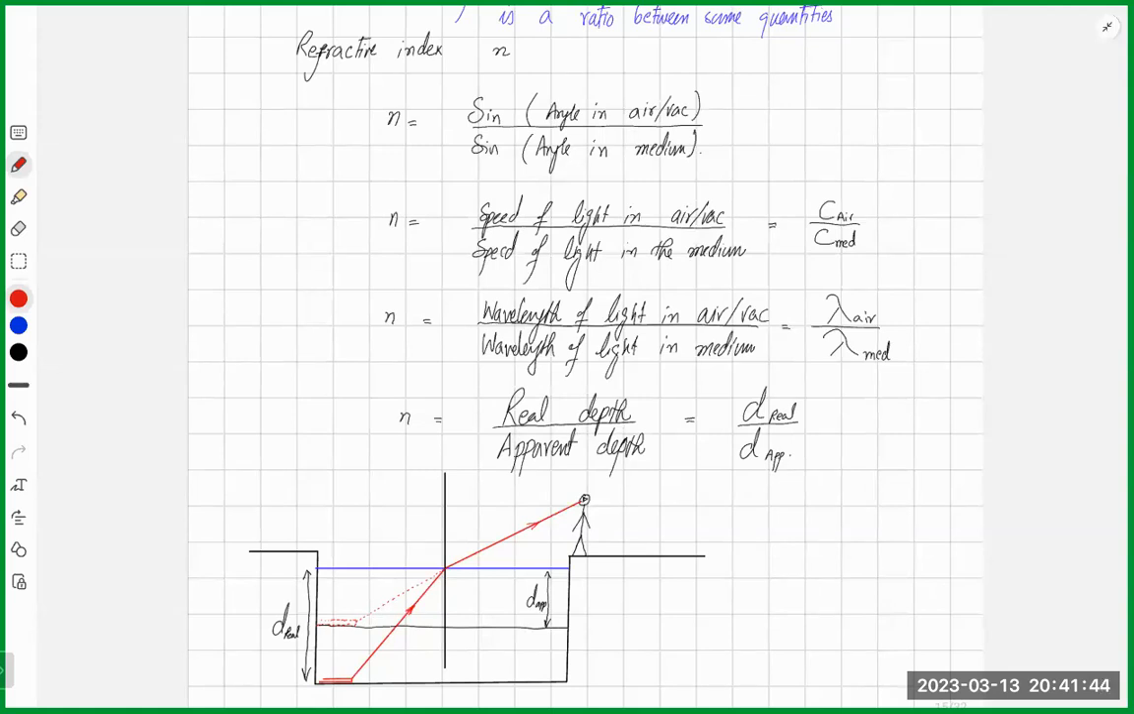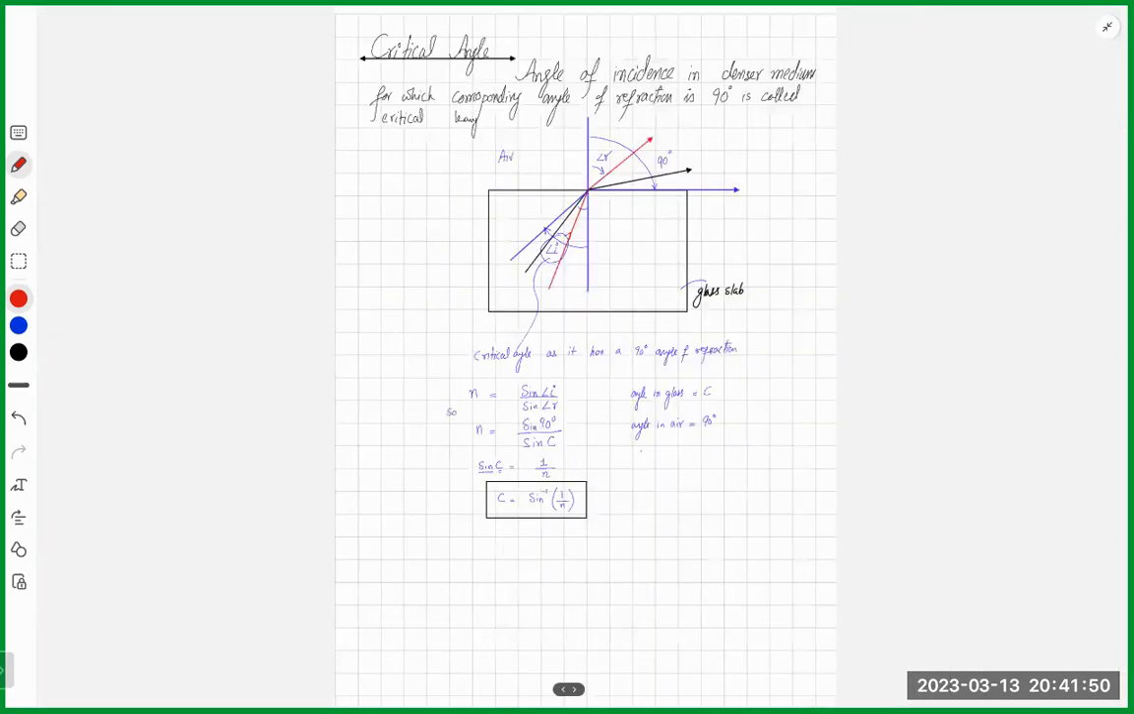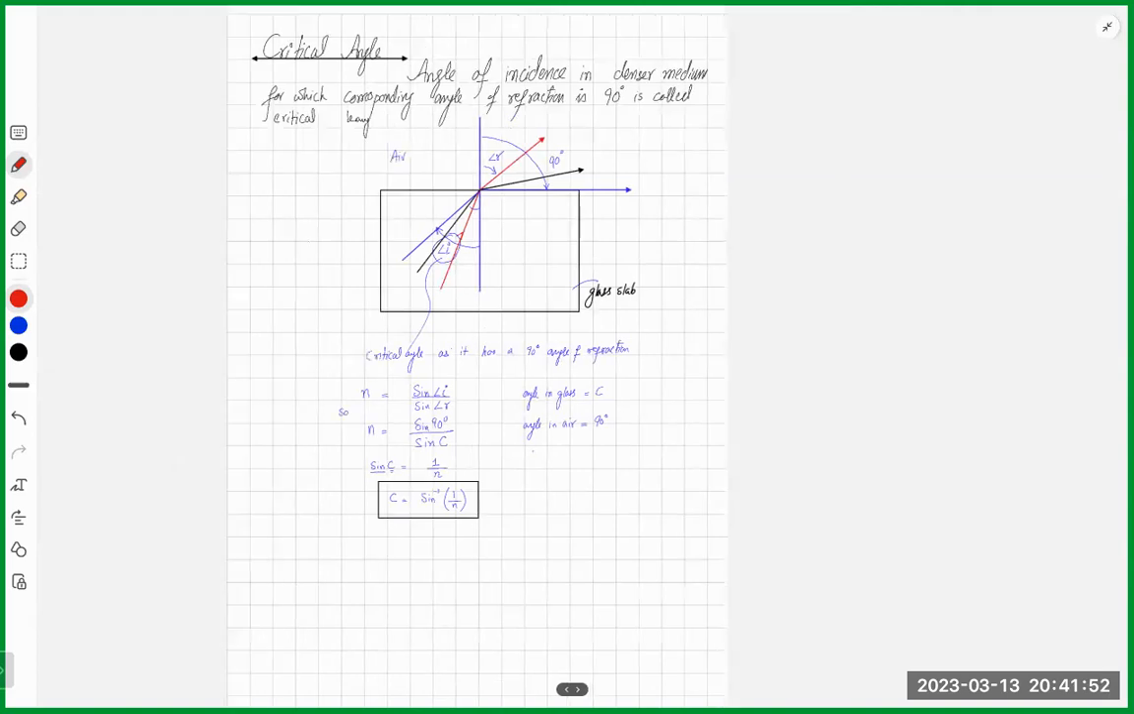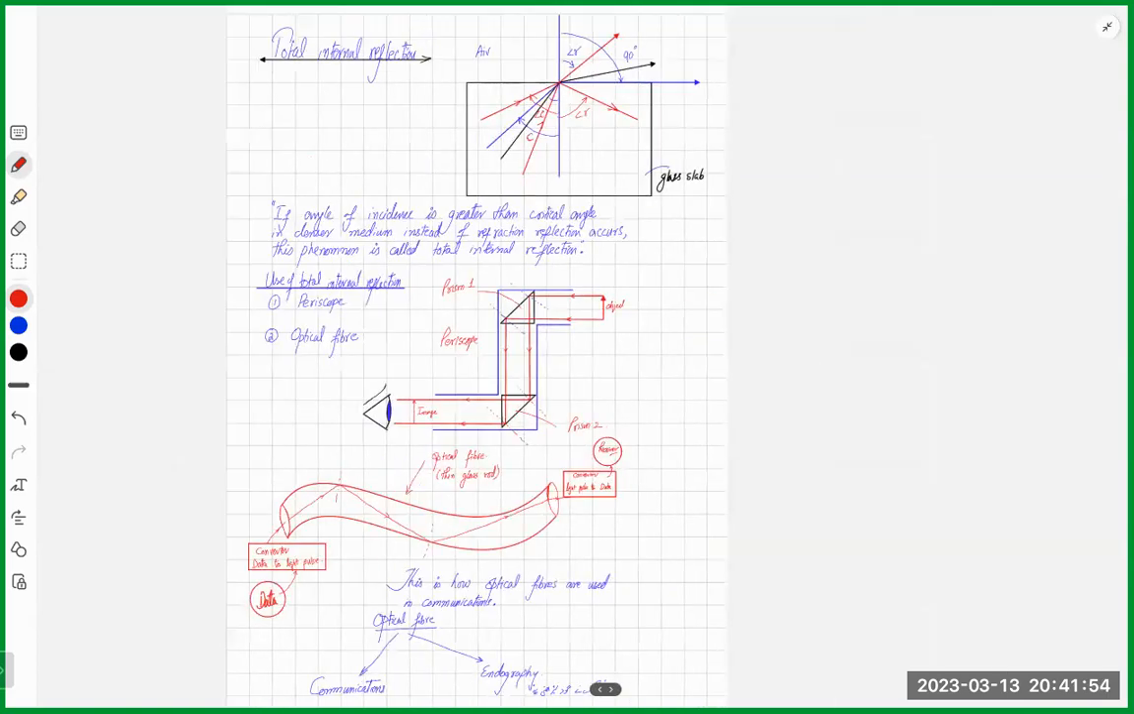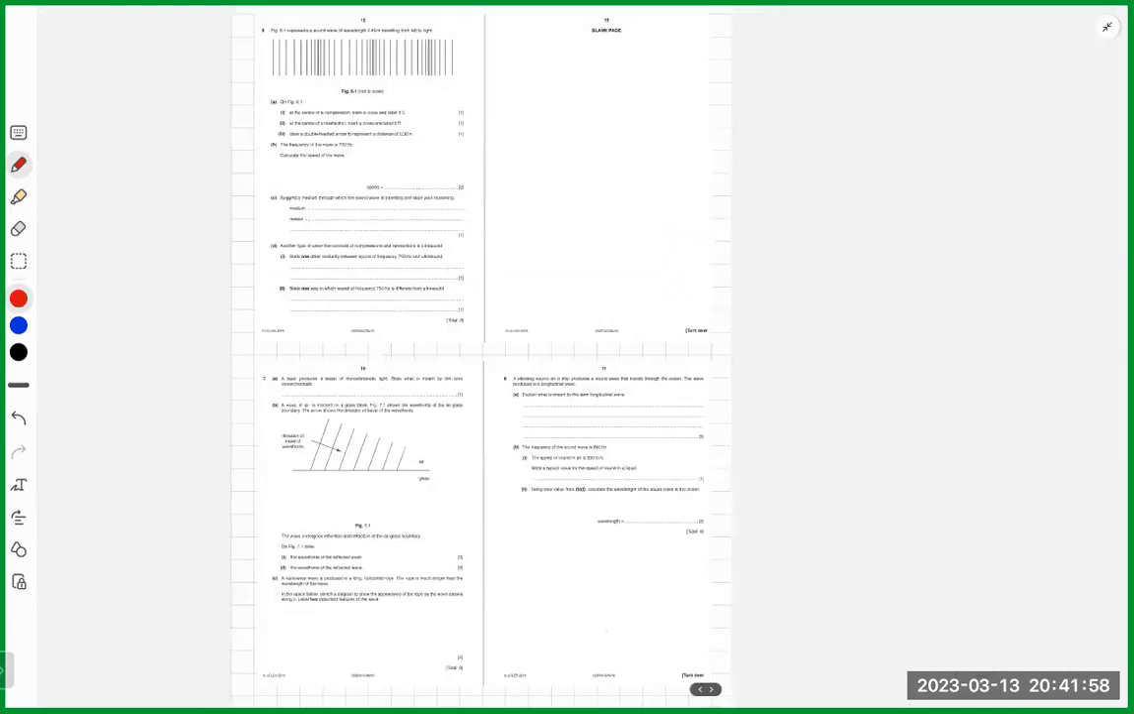We'll resume from the same point tomorrow. We have to do critical angle, total internal reflection, and come to lenses so we can complete the chapter.